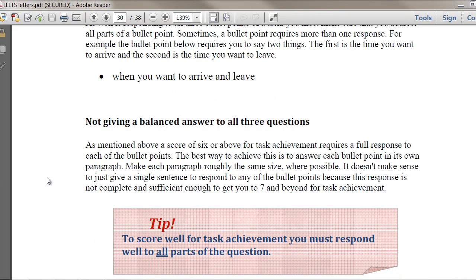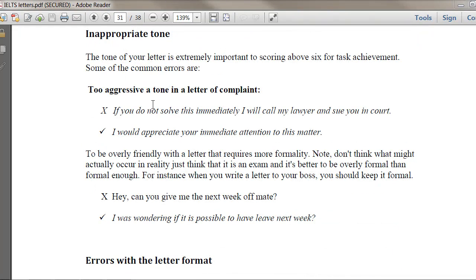This one I mentioned already as well: not giving a balanced answer to all three questions. Where possible, respond to all of them fully. Don't have a huge paragraph responding to one and then a couple of little paragraphs responding to the other ones. So that's another really important point, and again I've mentioned that. Tone I mentioned already, and it's extremely important.